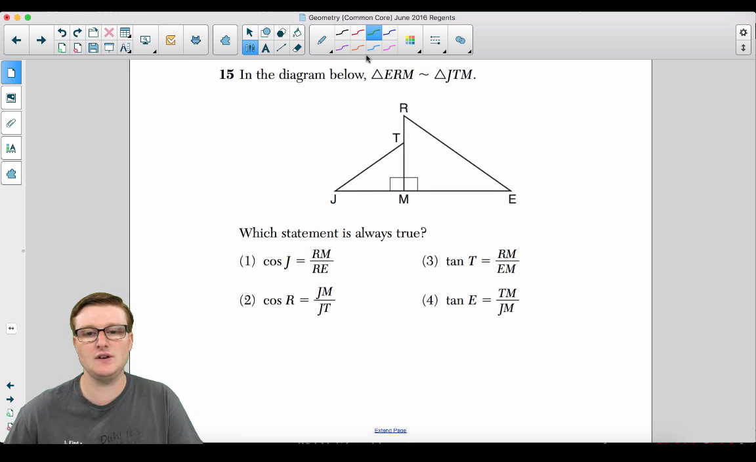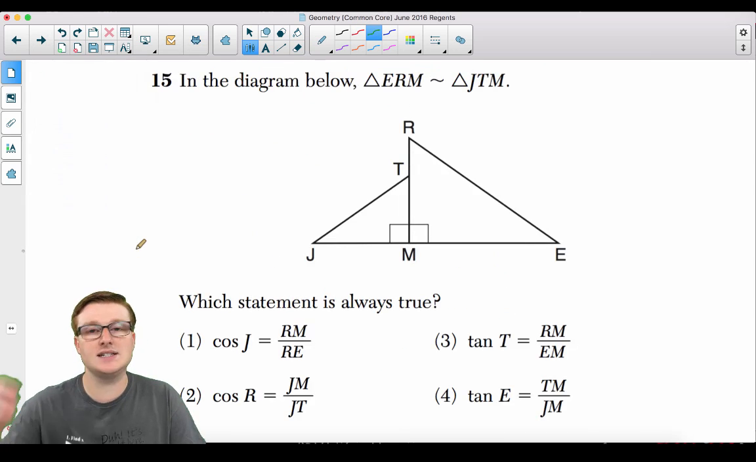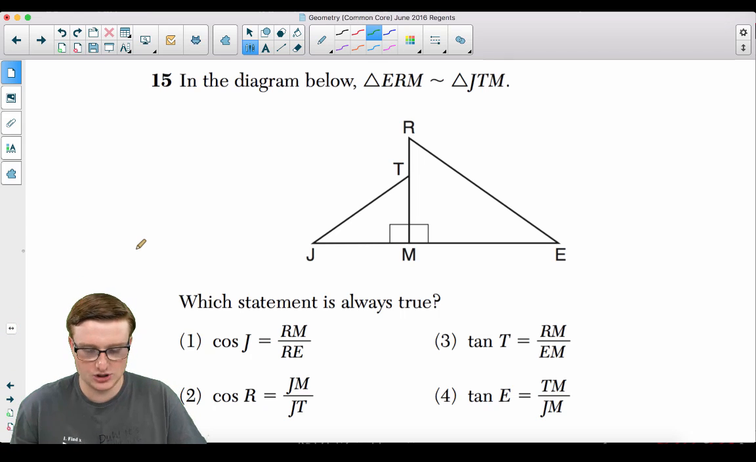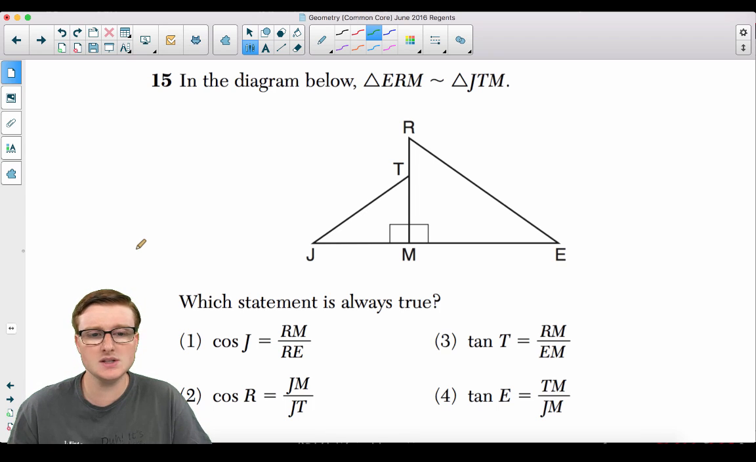All right, moving on to question 15. I have to tell you, this question is quite challenging because you really have to know what they're talking about here. Let me read it to you and I'll explain what's going on. It says here, in the diagram below, triangle ERM is similar to triangle JTM. Which statement is always true?